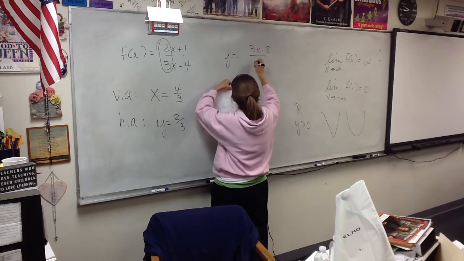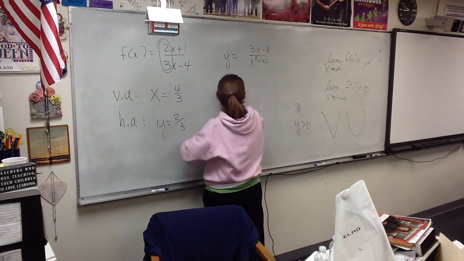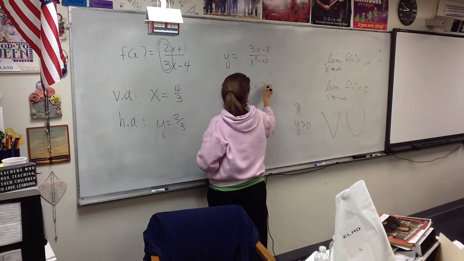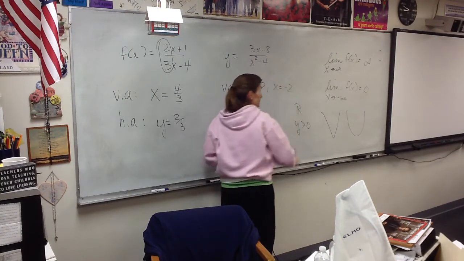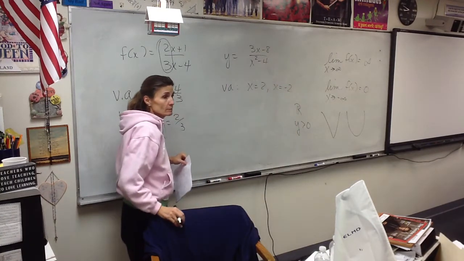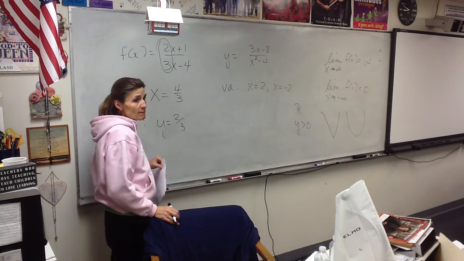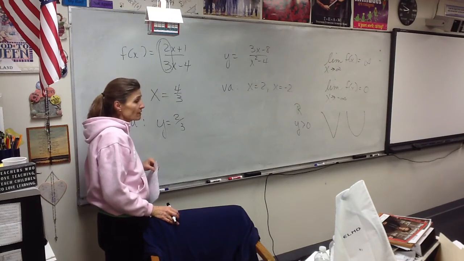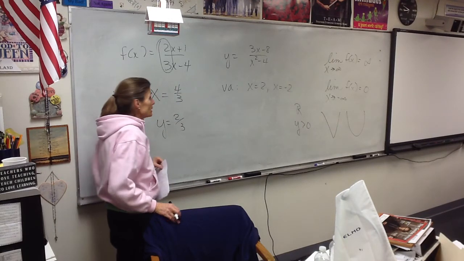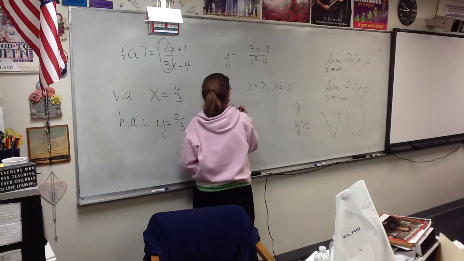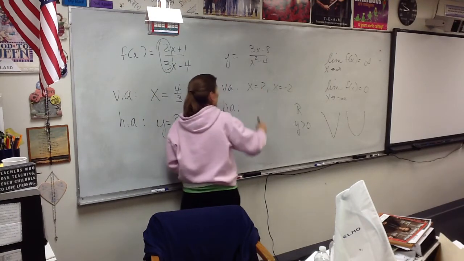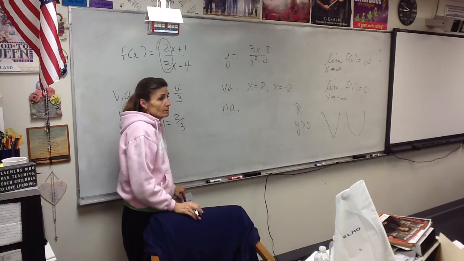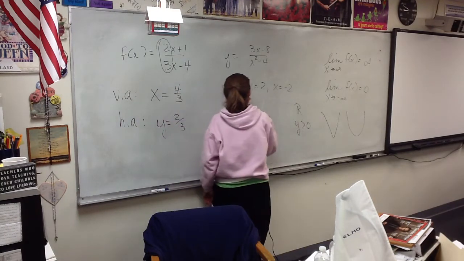Tell me about vertical asymptotes. 2 and -2. There's 2 of them down there. X squared can't be 4, so x can't be 2 or -2, right? Now tell me about the horizontal though. Things are a little wacky here. The power on the bottom is bigger. It means your asymptote is at 0.